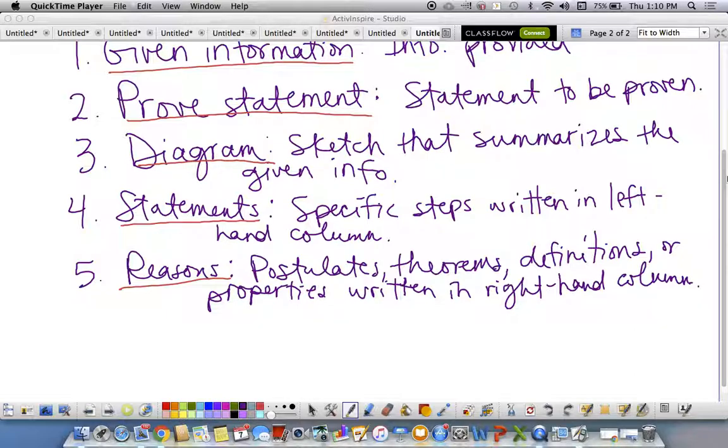All right, I'm going to read example 1, and they start you out very slow. They give you the given information. They give you the proof statement. They give you the diagram. They even give you these statements. The only thing in example 1 that they want you to provide are the justifications. What reasons do we need?